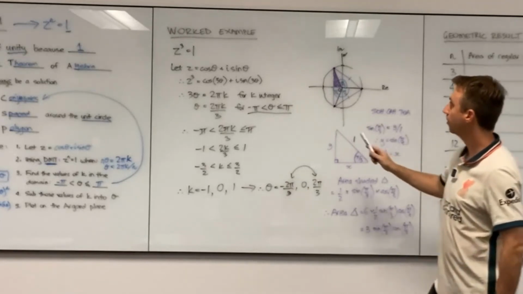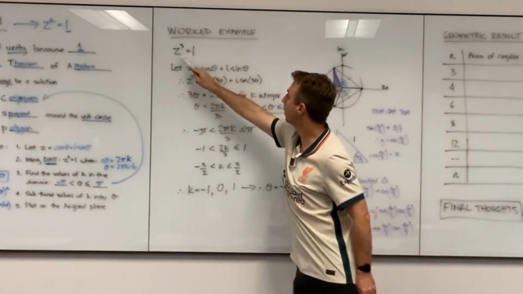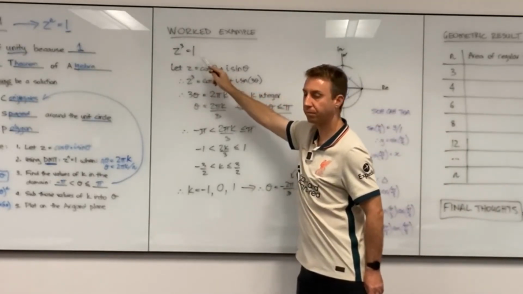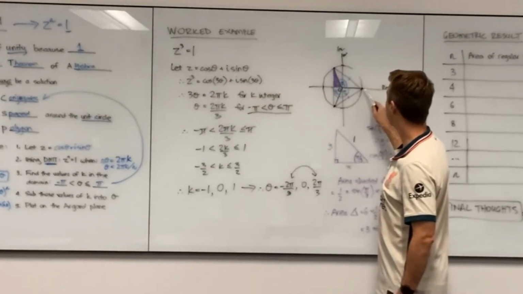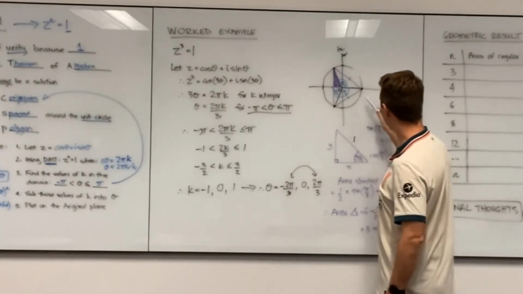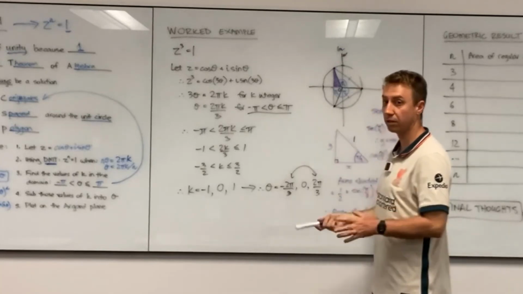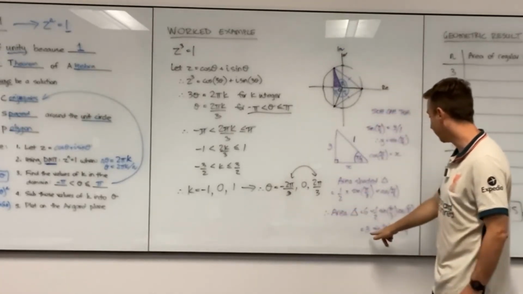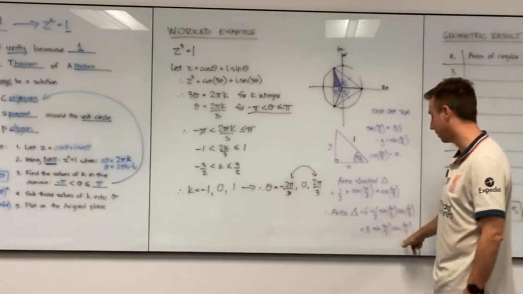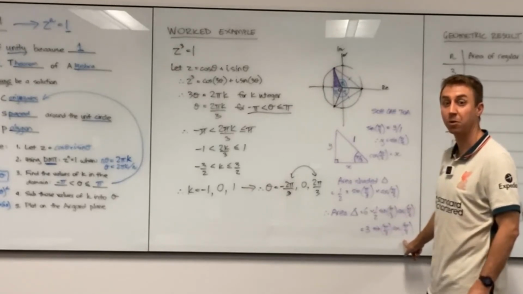So we've worked out the roots of z cubed equals 1. We've put it on our Argand plane. We've done a bit of work to work out the area of that regular polygon, and it happened to be 3 sine pi on 3 cos pi on 3. Any questions at that point?